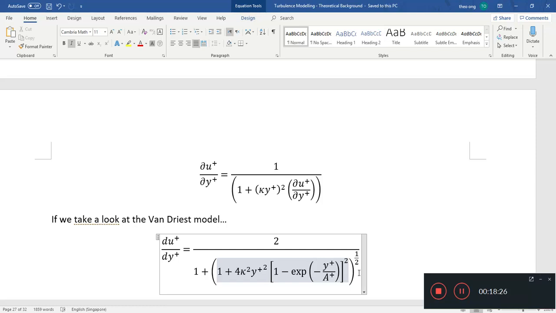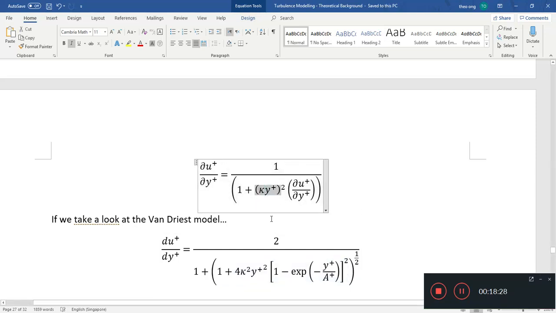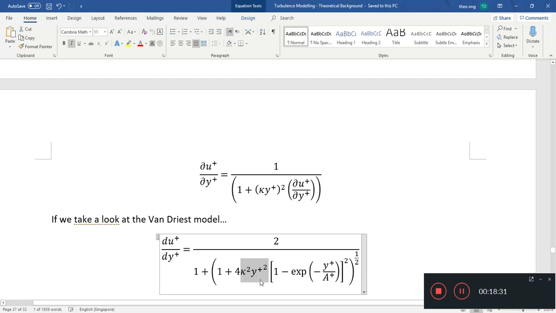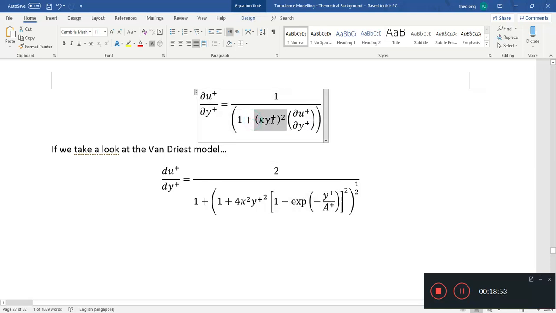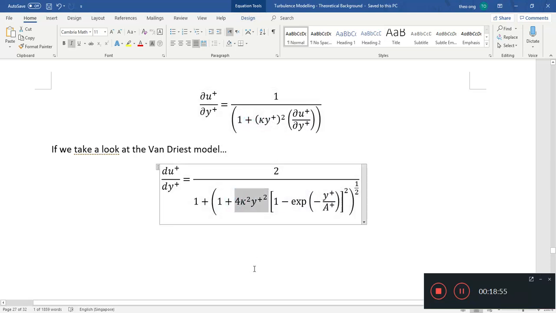Okay, so hopefully you'll see where this kappa y plus came from. This kappa y plus came from here, and then this square root here probably comes from this term here. You see du dy plus, you have to bring it out, and then you have this square root thing. Question is, where does this exponential term come from? Because you see the kappa y plus in the denominator, etc. That's fine, but where does this exponential term come from?